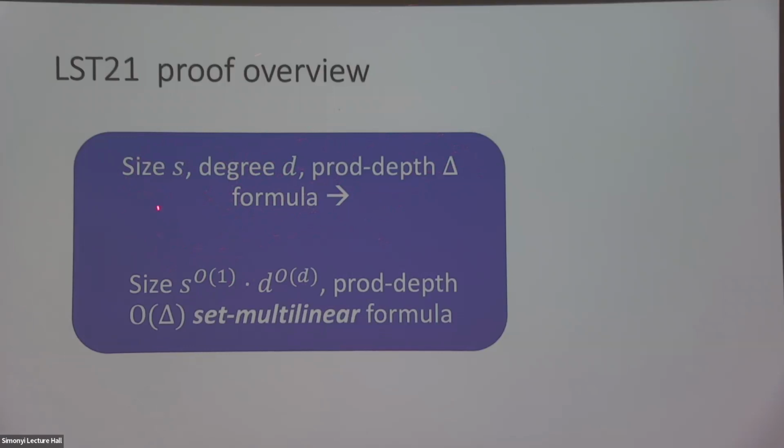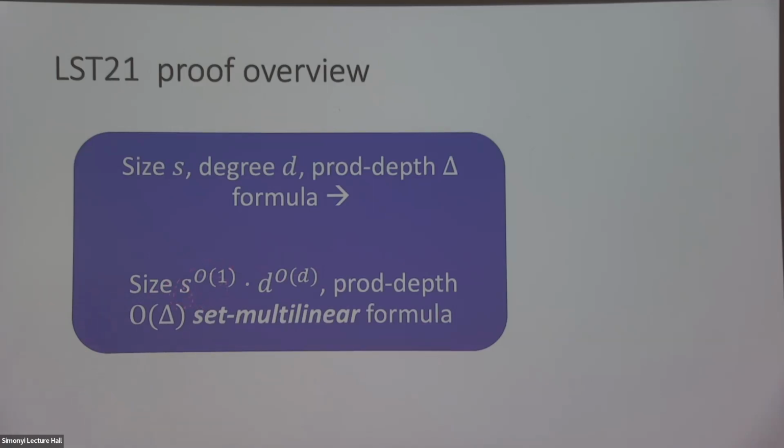You can take this circuit and massage it into another circuit computing the same polynomial, but that circuit or formula is now a set-multilinear formula. You blew up the size and the depth a bit. But the new circuit or formula that you got computes the same polynomial, and it has now become set-multilinear, so each intermediate node computes a set-multilinear polynomial. d to the d is not so minor. So let's look at what this big blow up is.